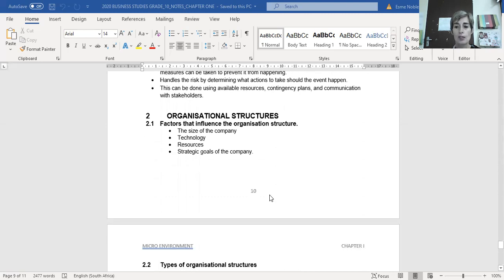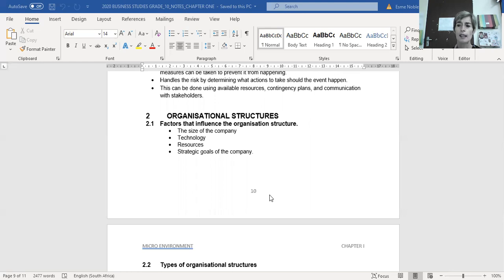Then the last section of this chapter is organizational structures. The factors that influence the organization structure. Obviously, guys, the size of the company. It's easier to run a small business than a big business. Technology, these days in all businesses, very important. All right, most of the businesses.